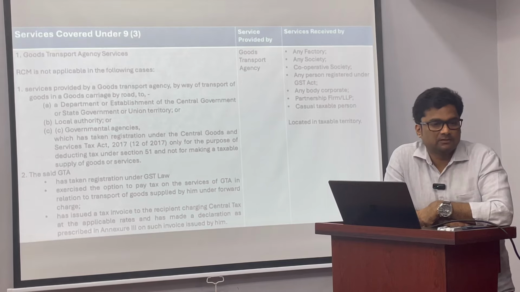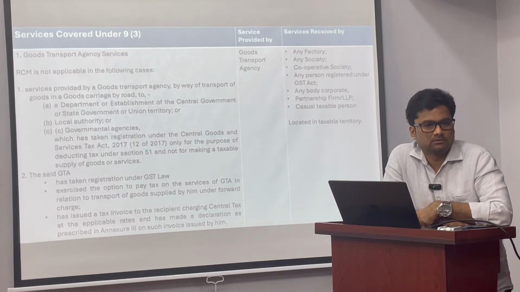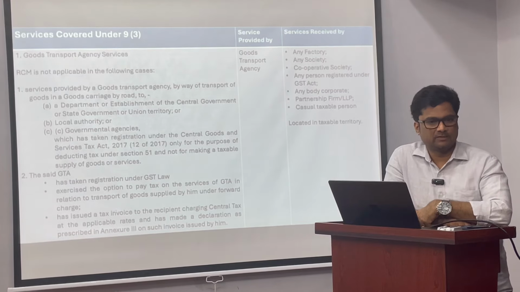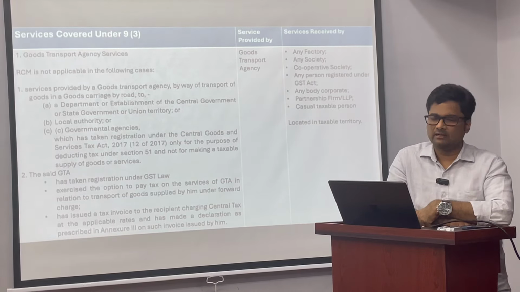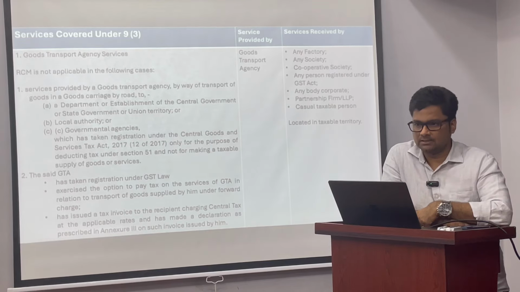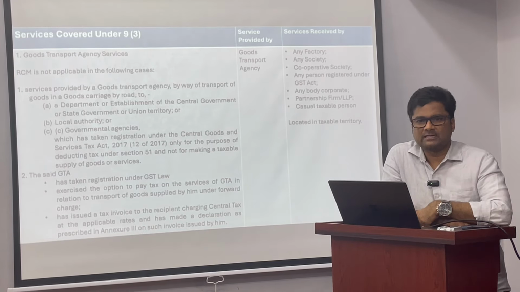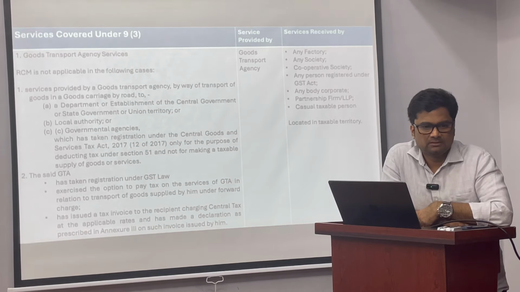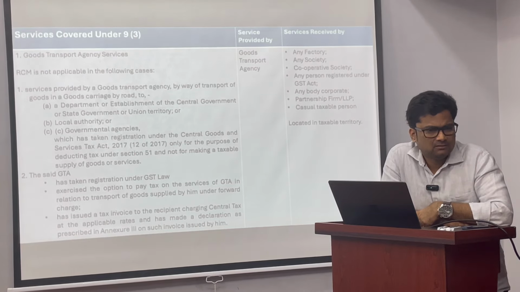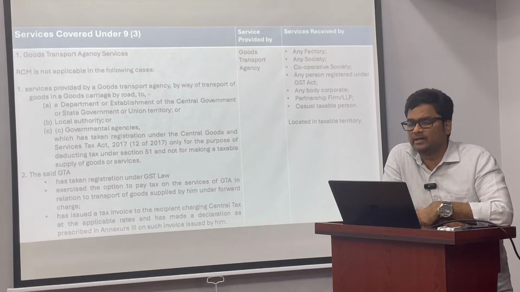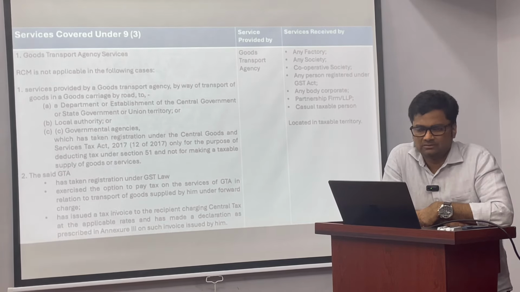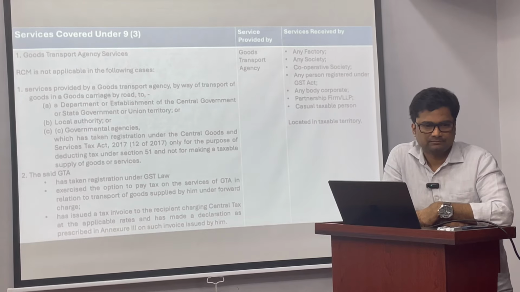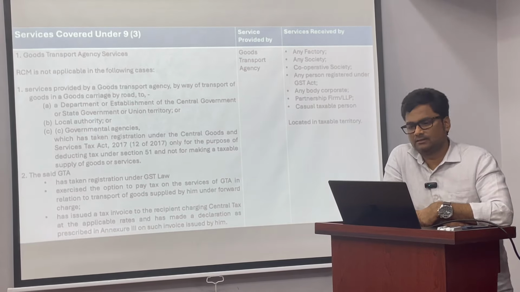That is the importance of consignment notes. Only those are called goods transport agency. On the other hand, if you engage a local lorry person for transporting your goods from here to some other place, he is not a goods transport agent. Or you transport by auto, they are not goods transport agents.